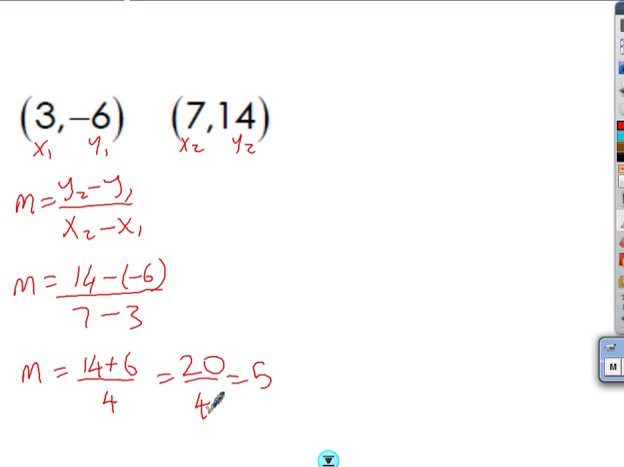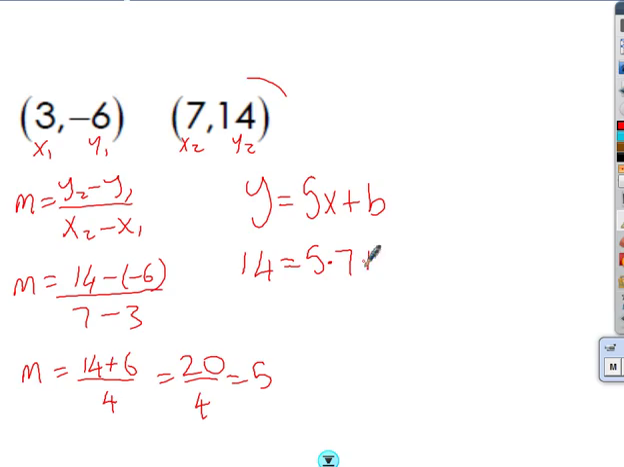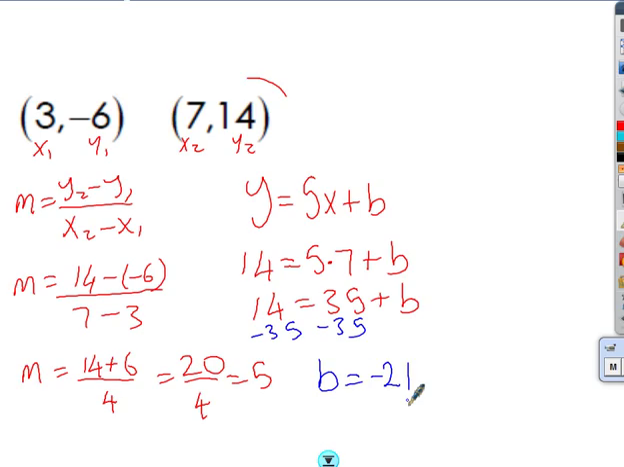Once we find our slope, we can write the equation halfway. Y is equal to 5x plus b. B value can be found by using either one of the points. I'm going to use the positive value, so I'll have less chance of error. 14 is equal to 5 times 7 plus b. 14 is equal to 35 plus b. I'll have to subtract 35 from each side. Then b value will be negative 21. Now we can finalize our equation. Y is equal to 5x minus 21.